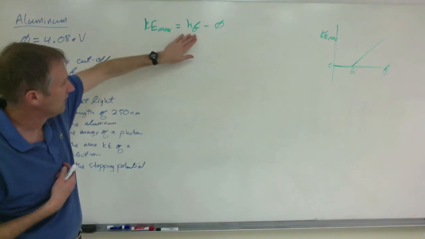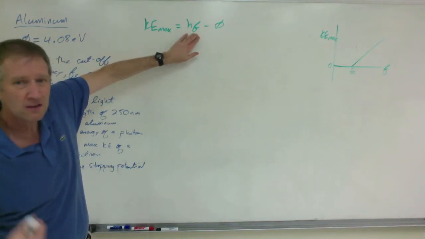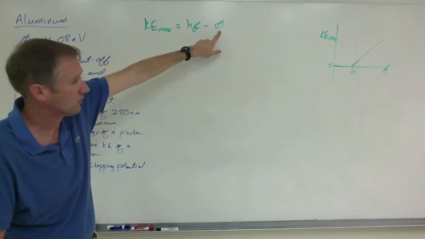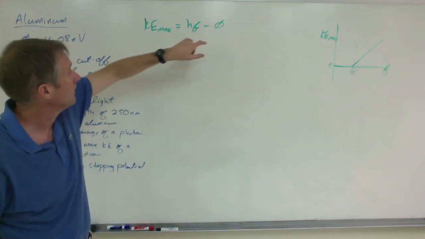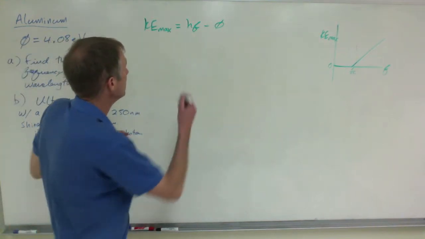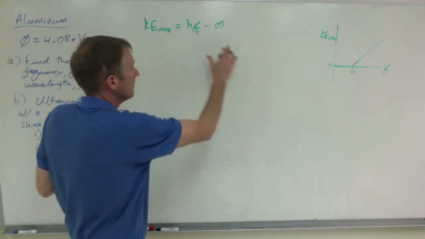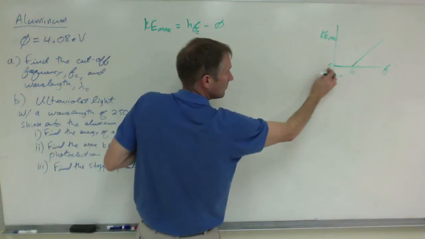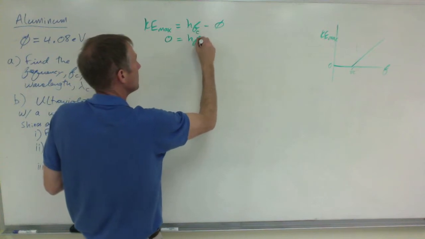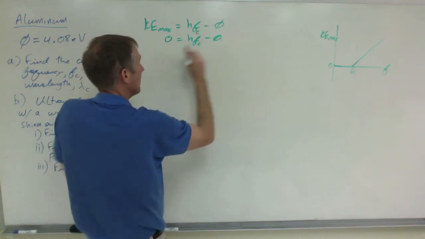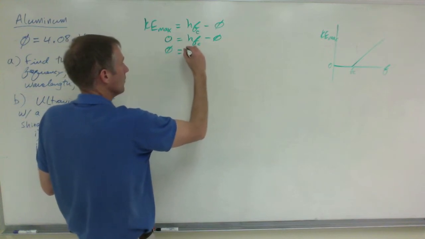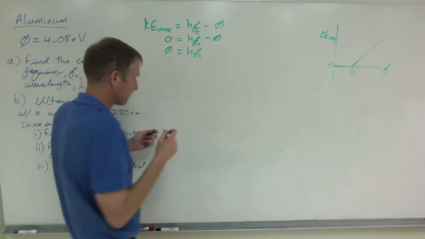Assuming that the photon is completely absorbed and has more energy than the work function, the energy necessary to kick the electron off of the metal in the first place, that's the leftover energy. At the cutoff, it's 0. So 0 equals hf_c minus phi, or in other words, phi, the work function, equals hf_c.